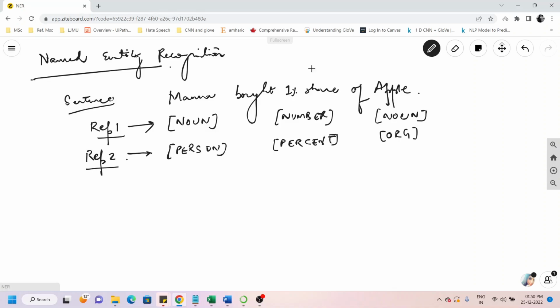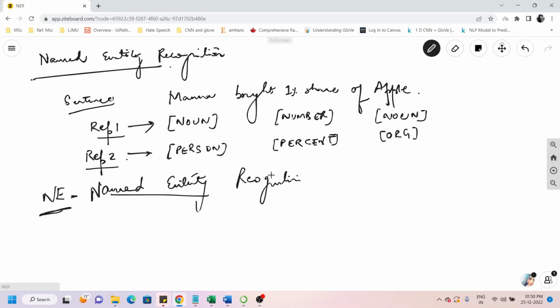Now coming to the main topic, which is named entity recognition. It consists of words: NE, the named entity, is one word, and recognition is another word, wherein we are trying to recognize the named entities. So these you can see, these are the named entities.